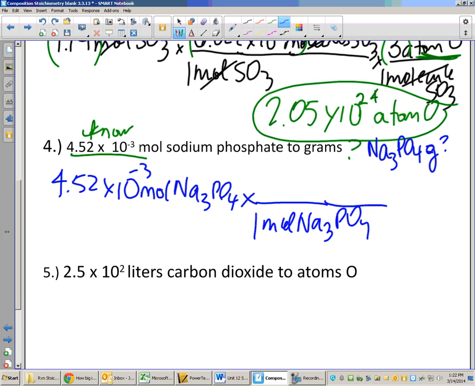But I need grams on top, right? I need grams of sodium phosphate at top. I don't know the number that goes right here, though. I need to calculate it first before I can actually finish my calculation out. So, back to the drawing board.